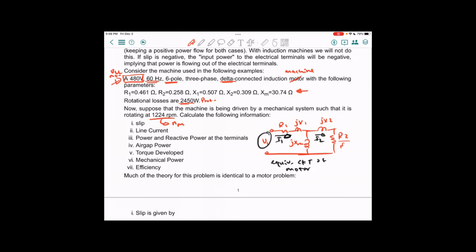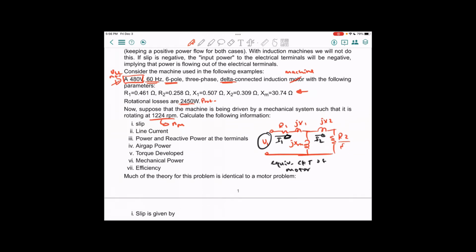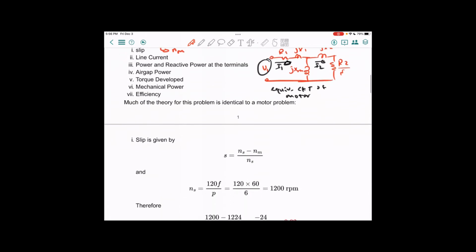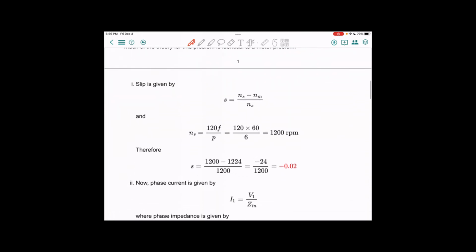He wants you to calculate the slip, the line current, the active and reactive power at the terminals of the machine, the air gap power, the torque developed, mechanical power, and efficiency. It's just a normal problem like we solved before, with three-phase induction motors using the equivalent circuit. So let's see how we go with this.